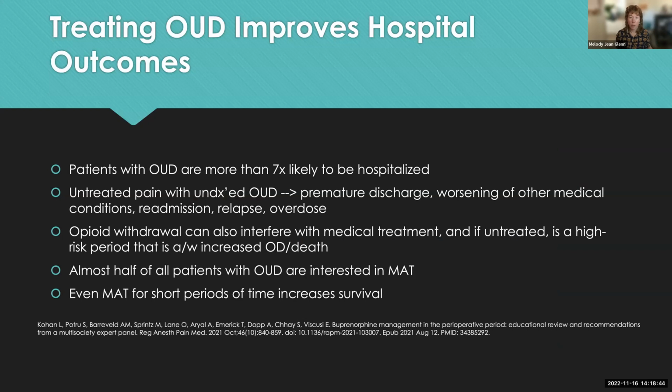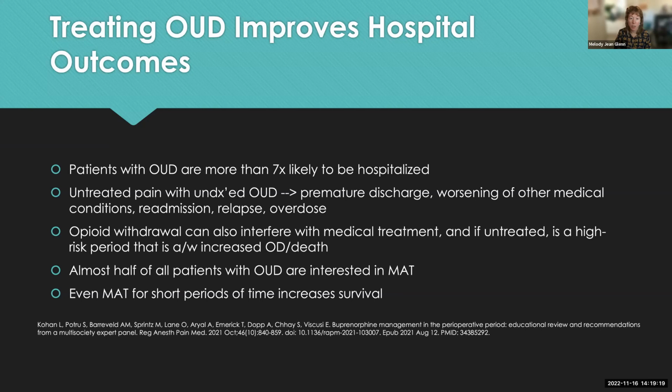And so when we do treat people for opioid use disorder, it improves hospital outcomes. We do see these patients with opioid use disorder more than 7 times as likely as people without the disorder to be hospitalized. So we see them. Untreated pain with undiagnosed opioid use disorder leads to premature discharge, worsening of other medical conditions, readmission, relapse, overdose. Opioid withdrawal can interfere with your medical treatment. And if untreated, it's a high-risk period that's associated with overdose and death. So people check out AMA and then go use again, overdose.